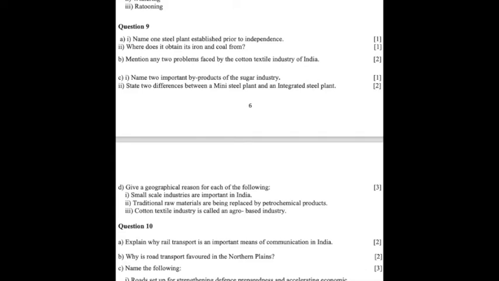Cotton textile industry is called an agro-based industry. The growth of cotton depends on the success of rainfall, which is one minute. I think the answer for this is that cotton textile industry is called an agro-based industry since it gets its raw material from agriculture. Yeah, I guess I lost my page. I think it's that only because it derives its raw materials from agriculture.